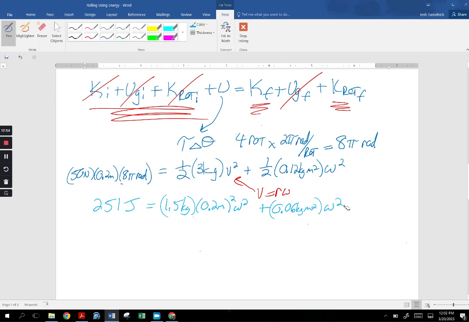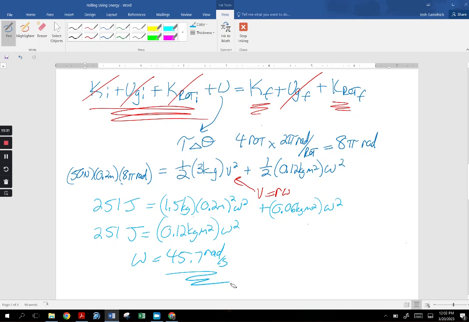Combining like terms, the omega squared terms, we have 1.5 times 0.2 squared plus 0.06. And we have got 251 joules equals, that's really weird, 0.12 kilogram meter squared. That's weird that that's back to the moment of inertia. Omega squared, solving for omega: 251 divided by 0.12. And then we square root that to get an answer, and we get 45.7 radians per second, roughly 7 revolutions per second.